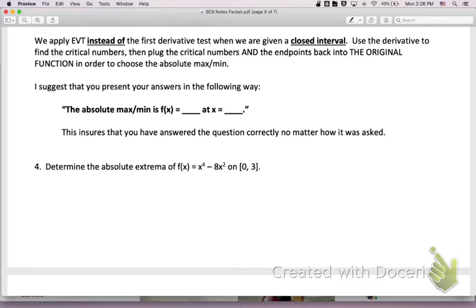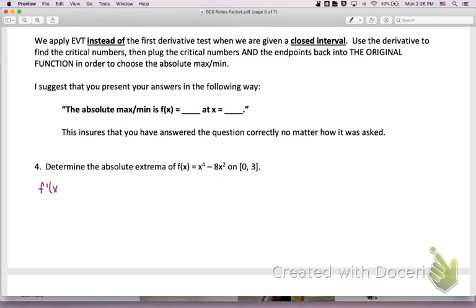So number 4 says, determine the absolute extrema of f of x on the closed interval from 0 to 3. So once again, the fact that it's asking for absolute extrema and the fact that it's giving us a closed interval is what tells us that we need to be using the extreme value theorem. So we need to start by determining the critical numbers on the interval from 0 to 3. We don't care about them if they're outside of that interval.